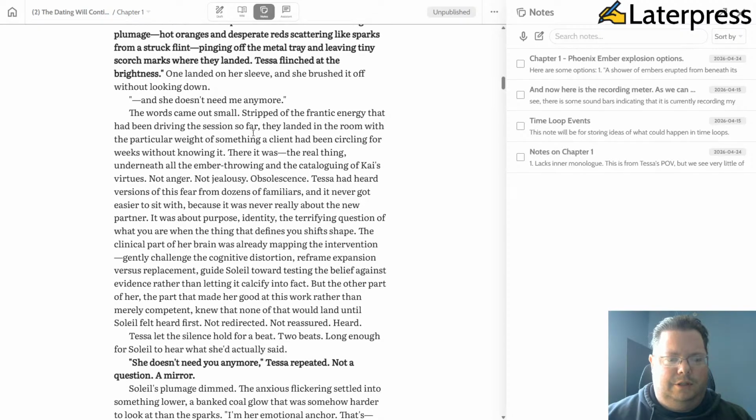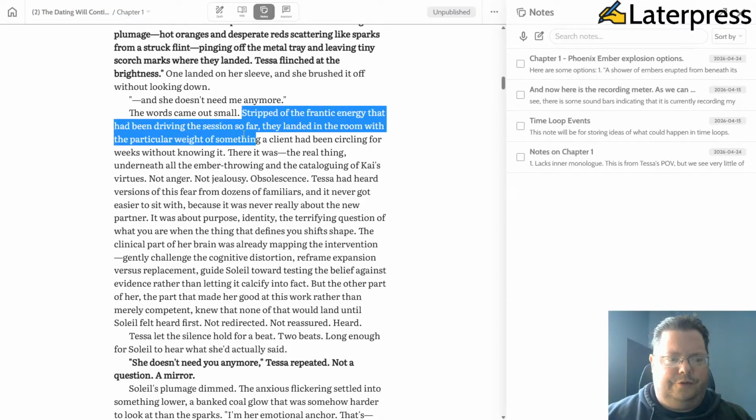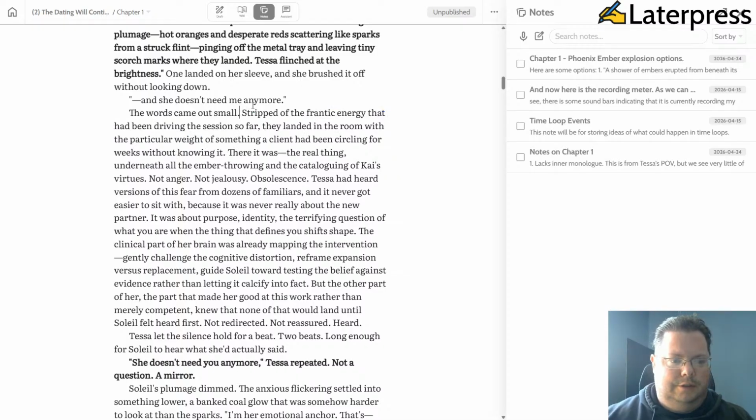Words came out small, stripped of frantic energy that had been driving the session so far. I'm going to turn that into one sentence. Stripped of the manic energy that had been driving this session so far. Period.